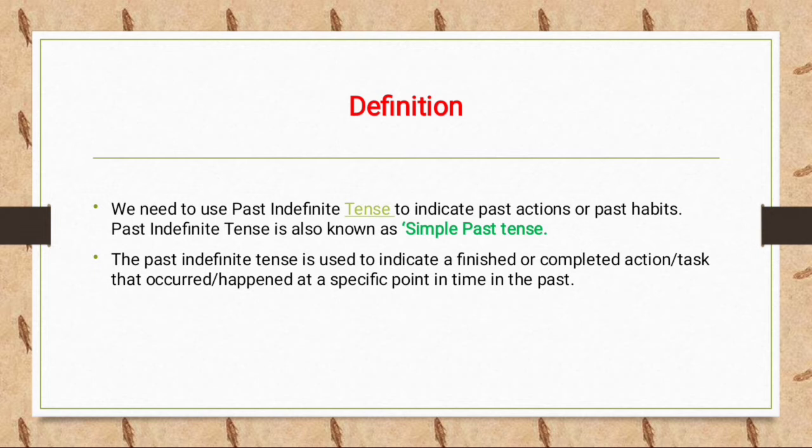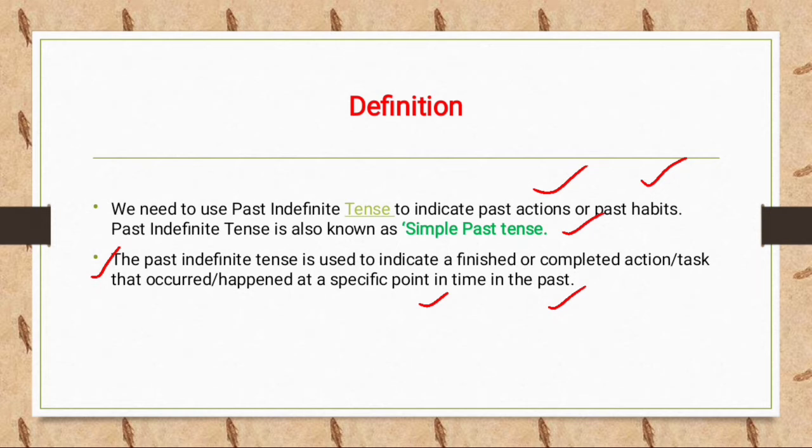Its definition is: we need to use past indefinite tense to indicate past actions or past habits. Past indefinite tense is also known as past simple tense. Its second definition is: the past indefinite tense is used to indicate a finished or completed action. Means the action which you have completed in the past, that happened at a specific point in time in the past, then we use past indefinite tense.